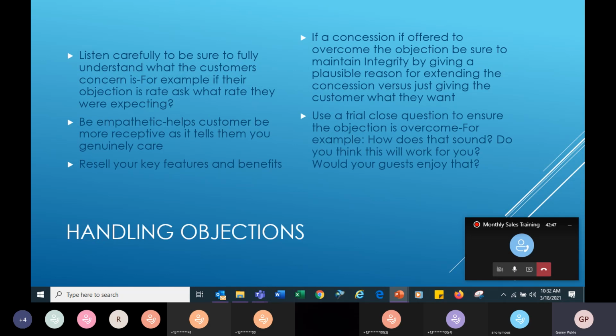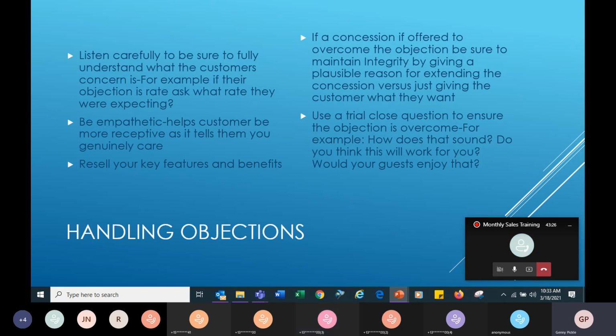So what if we quote the rate and they say, no, that's a little high? How do we overcome those objections? Didn't we just have the training on this, overcoming objections? So what's important to handle an objection? You want to make sure you're clarifying their objection. You want to make sure you listen and fully understand what their concern is.